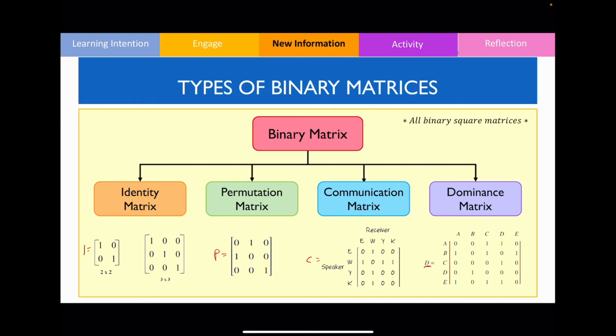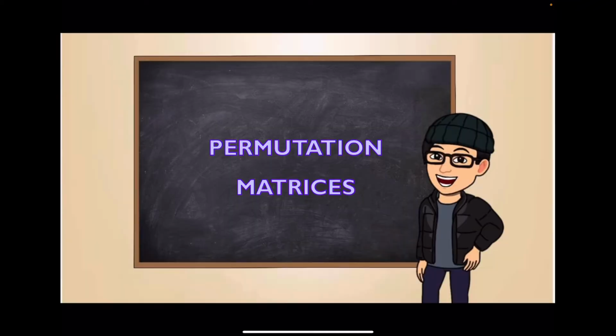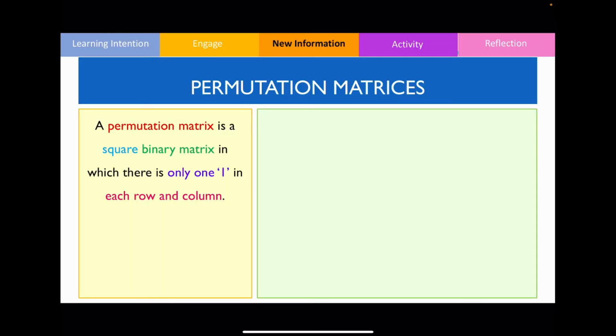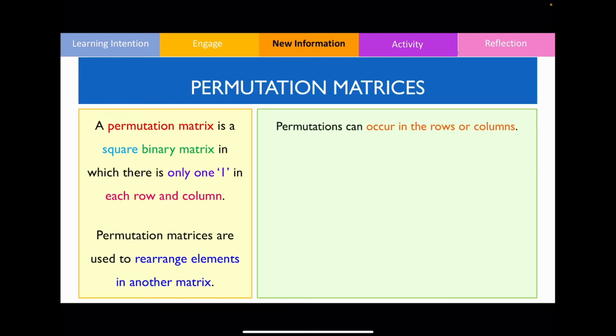Again, I just want to emphasize that binary matrices are just matrices that contain the numbers 1 and 0. For the purposes of this video, I'm not going to be talking about identity matrices at all, but I will be covering these 3 types of matrices. The first type that I'll be covering are permutation matrices. A permutation matrix is defined as a square binary matrix in which there is only a single 1 found in each row and column. As I discussed earlier, we use permutation matrices so that we can rearrange elements found in another matrix. These permutations can occur in the rows or columns.